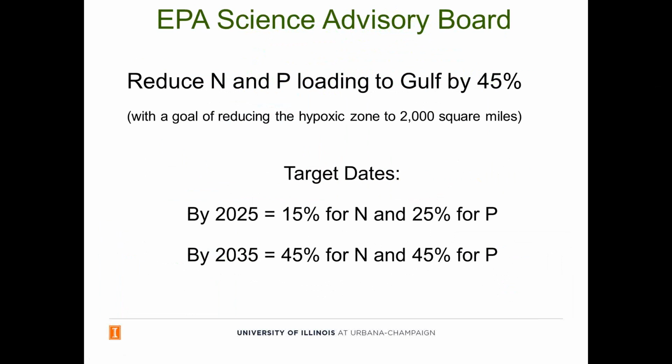But the EPA Science Advisory Board that was put together back in 2008 came up with this target of reducing both nitrogen and phosphorus by 45%. That's the amount of nitrogen that leaves each state, and we have a deadline of 2035 to get to that ultimate target. But we do have an interim date of 2025 where I think we just need to show that we're moving the needle in the right direction. And I think some of the research today will show us how we can do that.